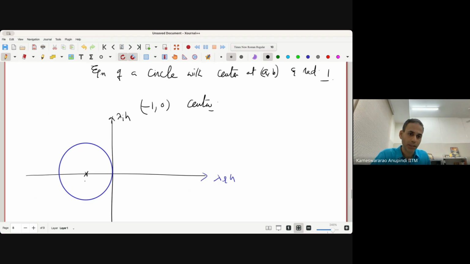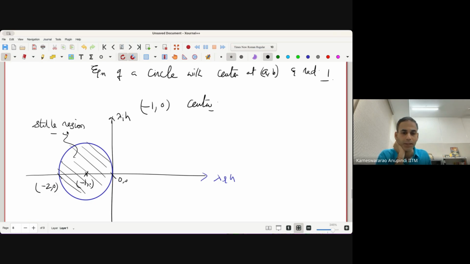This circle whose center is at -1, 0, and this is 0, 0. This is -2, 0, because the radius is now 1. So you go from -1 by 1 more unit, that is -2. Okay, so this is the circle, and everything inside this circle, where the modulus is less than or equal to 1, is the stable region, right? That means you can now connect this with the exact solution.